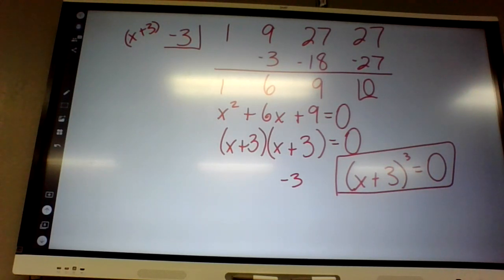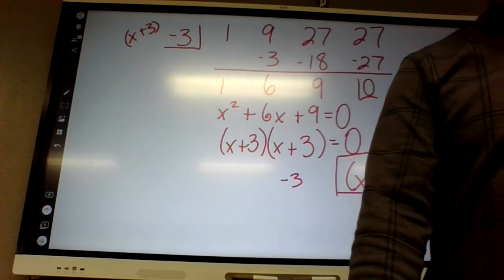Okay, if that's a little bit fuzzy, that's okay. That's kind of what I expect. We'll work on it some more tomorrow. But for today, why don't you guys try the A section, the much easier part, and we'll work on it tomorrow.